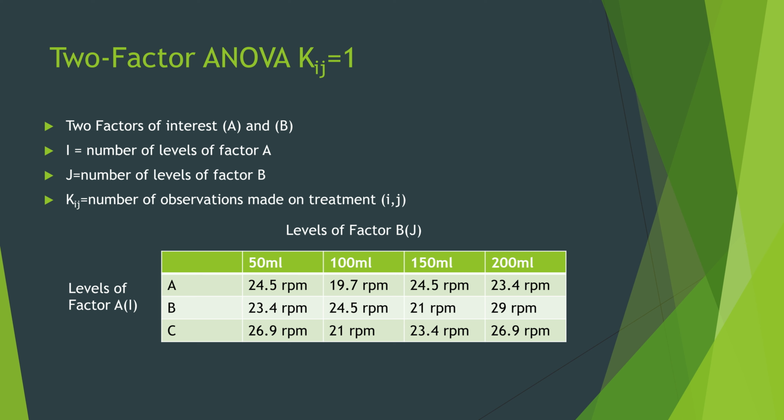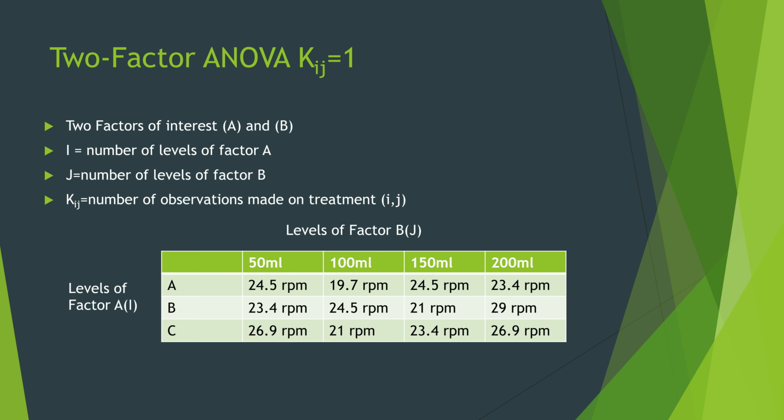Well, a two-factor ANOVA is used to analyze a relationship between two different independent variables called factors and determine if they have an effect on the outcome. Each factor has its own levels. I is used to represent the level of factor A, and J represents the level of factor B.